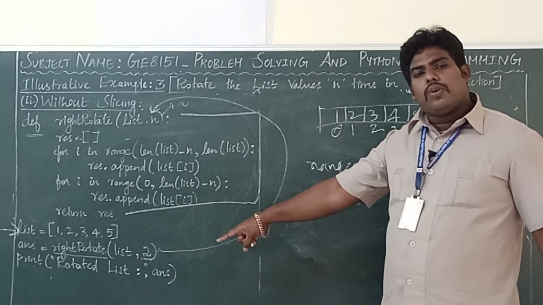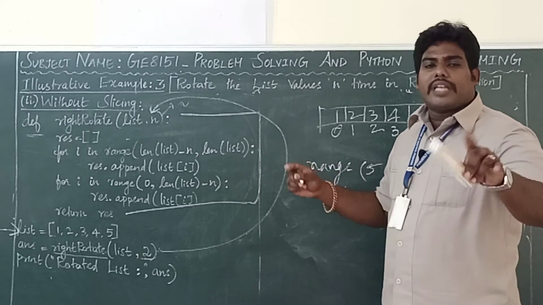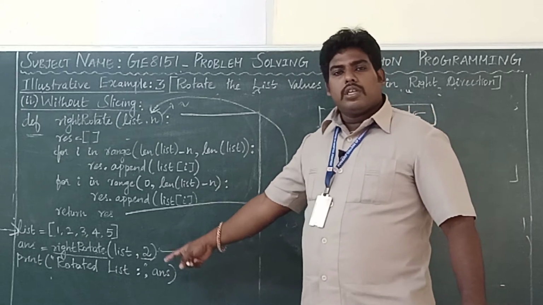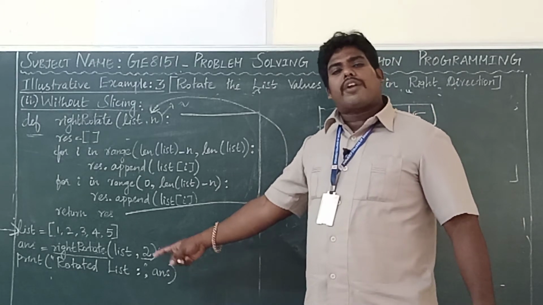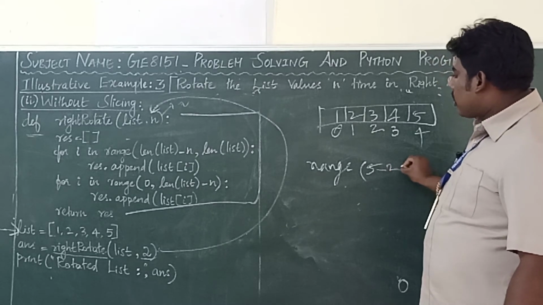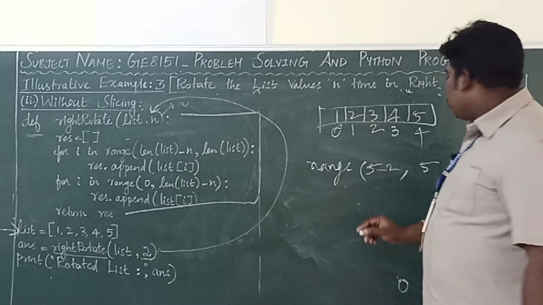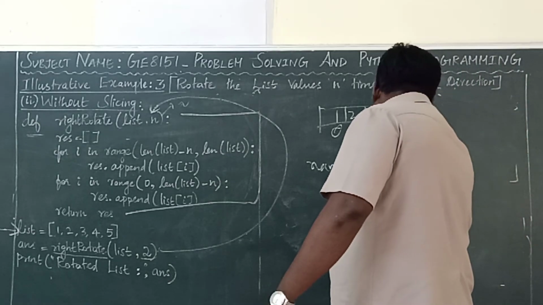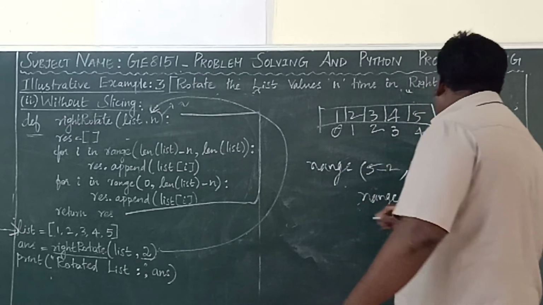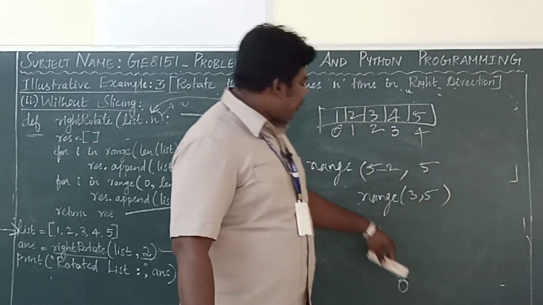Why I am using 2? I want to rotate the list 2 times. If you want to rotate the list 5 times, put 5. Here I am going to rotate 2 times. So 5 minus 2, comma, again len of list, so it is 5. So it is range of 3, 5. Range of 3 comma 5 means what?